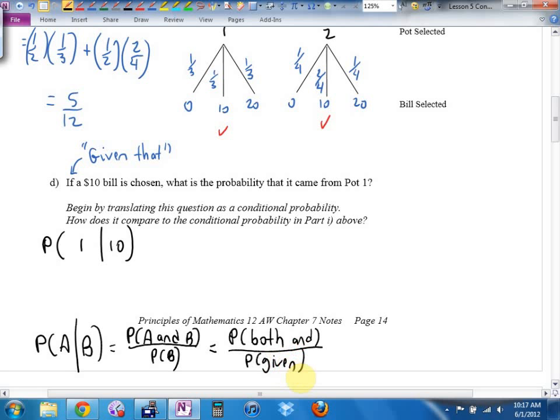I identify it as a conditional. How? I'm going up the tree, and then I say, oh, that's going to be the probability of both of the events that they're telling me, divided by the one that they gave me, the given one. If I translate this previous line up here, this is going to end up being the probability of 1 and 10 divided by the probability of a $10 bill.